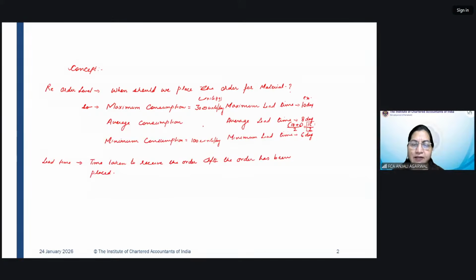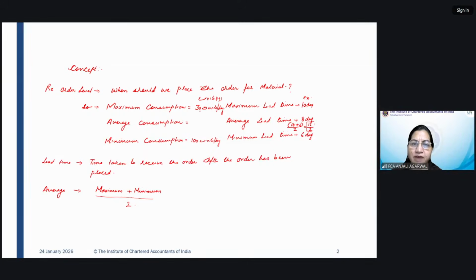Once again, as maximum and minimum consumption is given, the average consumption may be calculated using maximum plus minimum divided by 2. At any point of time, if average consumption or average lead time is to be calculated, you may take the average of the two, maximum plus minimum divided by 2. However, if the figures for average consumption or average lead time are already given in the question, then you don't have to apply the formula.